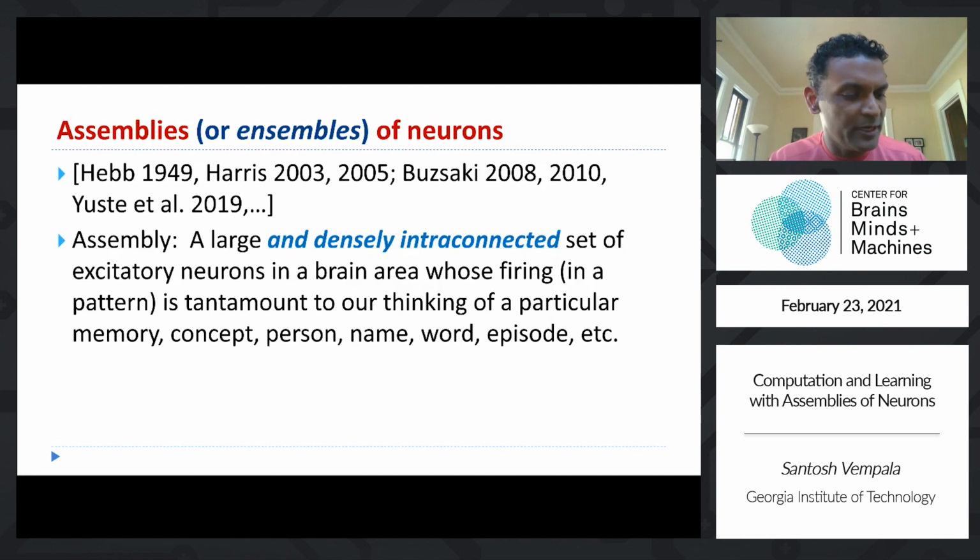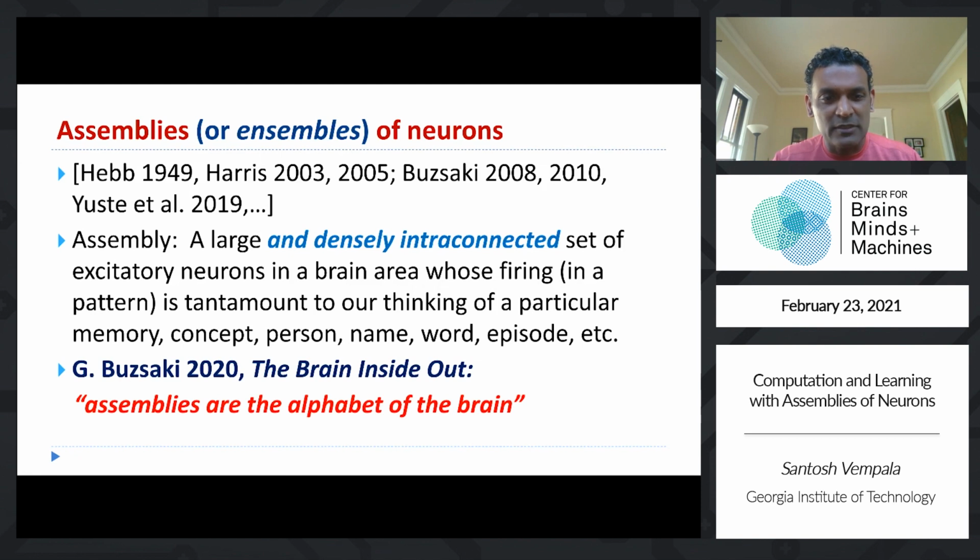This is your basic memory data structure or data type. If you see an apple, there's somewhere in your brain a subset of neurons that are most likely to fire when you see an apple or think of an apple or somebody says apple and so on. So that's what assemblies are.